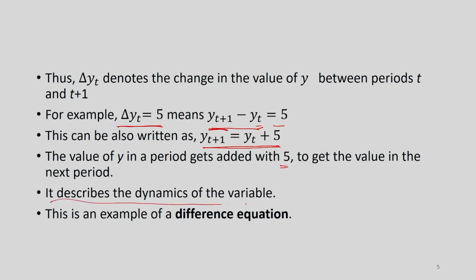This describes the dynamics of the variable, this variable y, and this is an example of a difference equation. So, this is a difference equation, delta y t is equal to 5, but this is also a difference equation because both these two things mean the same: y t plus 1 is equal to y t plus 5.